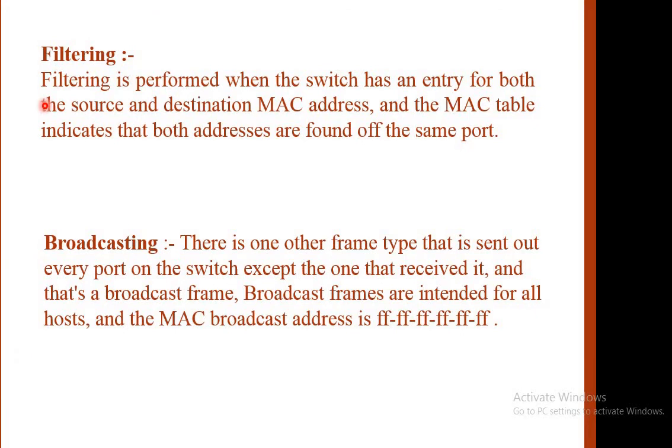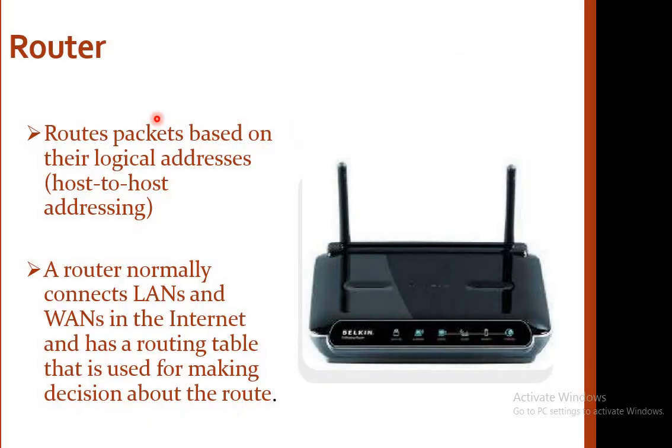Next is filtering. Filtering is performed when the switch has an entry for both the source and the destination MAC address, and the MAC table indicates that both addresses are found off the same port. And the last one is broadcasting. There is one other frame type that is sent out every port on the switch except the one that received it, and that's the broadcast frame. Broadcast frames are intended for all hosts, and the MAC broadcast address is FFFF and so on.